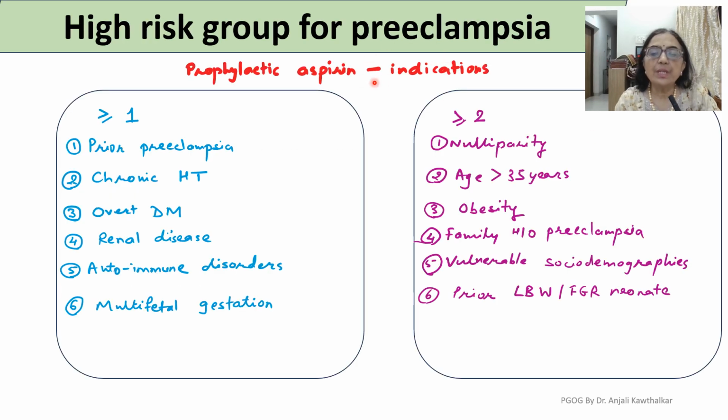High risk group for preeclampsia, that is another question which can be asked: in which woman will you give aspirin prophylactically to prevent fetal growth restriction? If there is at least one of these conditions: prior preeclampsia, chronic hypertension, overt diabetes, renal disease, autoimmune disorders such as antiphospholipid syndrome or SLE, and multifetal gestation. Or any two or more of: nulliparity, age greater than 35, obesity, family history of preeclampsia, vulnerable socio-demographics, and prior low birth weight or FGR neonate.